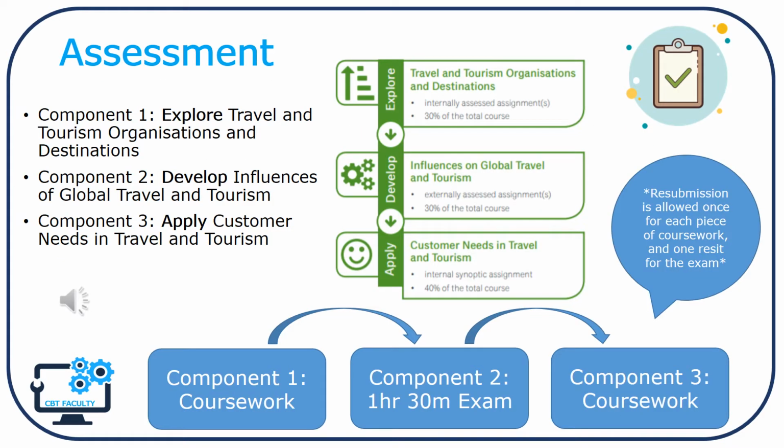As I've just mentioned, the course is made up of three separate components. Component 1 and 3 are internally assessed, and that means that you can complete coursework, submit this to your teacher, and the teacher will then mark your work, give you feedback and allow you to improve it. It's then moderated by the exam board for their approval. Component 2, Developing Influences of Global Travel and Tourism, is the external exam that you will sit at the end of year 10. It's worth 30% of the course and there is one resit opportunity.